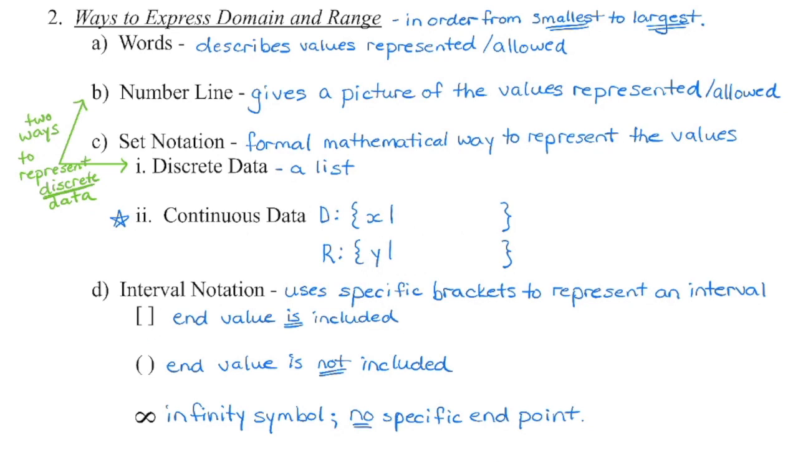If the end value is not included, we have that open circle, then we're going to use round brackets. If we have an arrowhead on the end of the graph indicating that that graph continues indefinitely, we use the infinity symbol to show it goes on forever. And if we use infinity, there's no specific endpoint, so we always pair the infinity symbol with those round brackets.